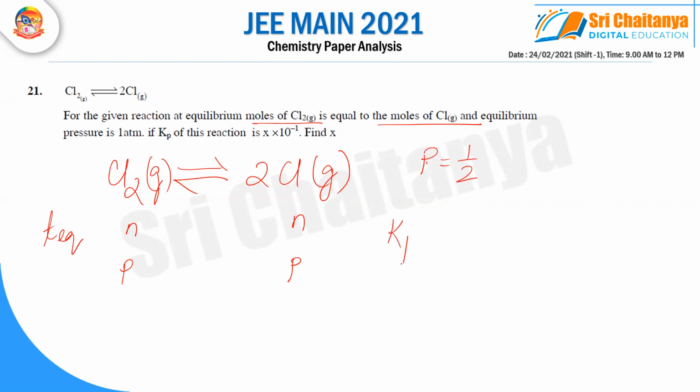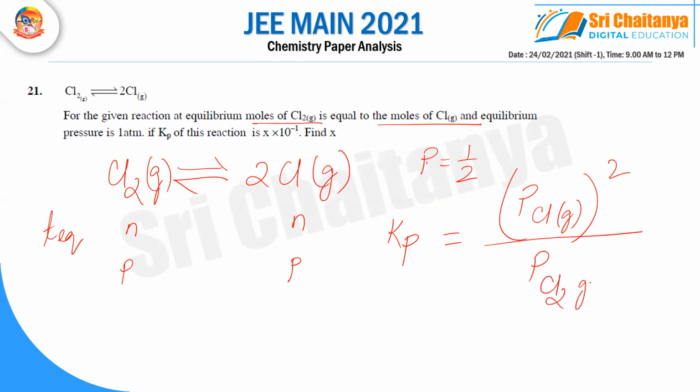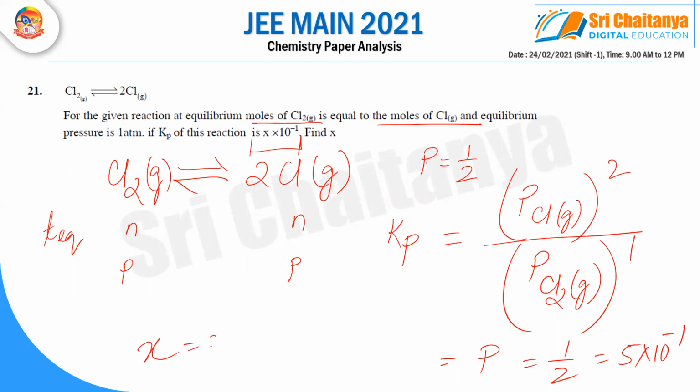Now, how to write down Kp? For this particular equilibrium, partial pressure of Cl gas raised to power 2 divided by partial pressure of Cl2 gas raised to power 1. Now, since both the values are equal, we are left with only P, which is equal to half. That means 0.5, 5 into 10 to the power minus 1. When we compare with this, what is x? X is equal to 5.